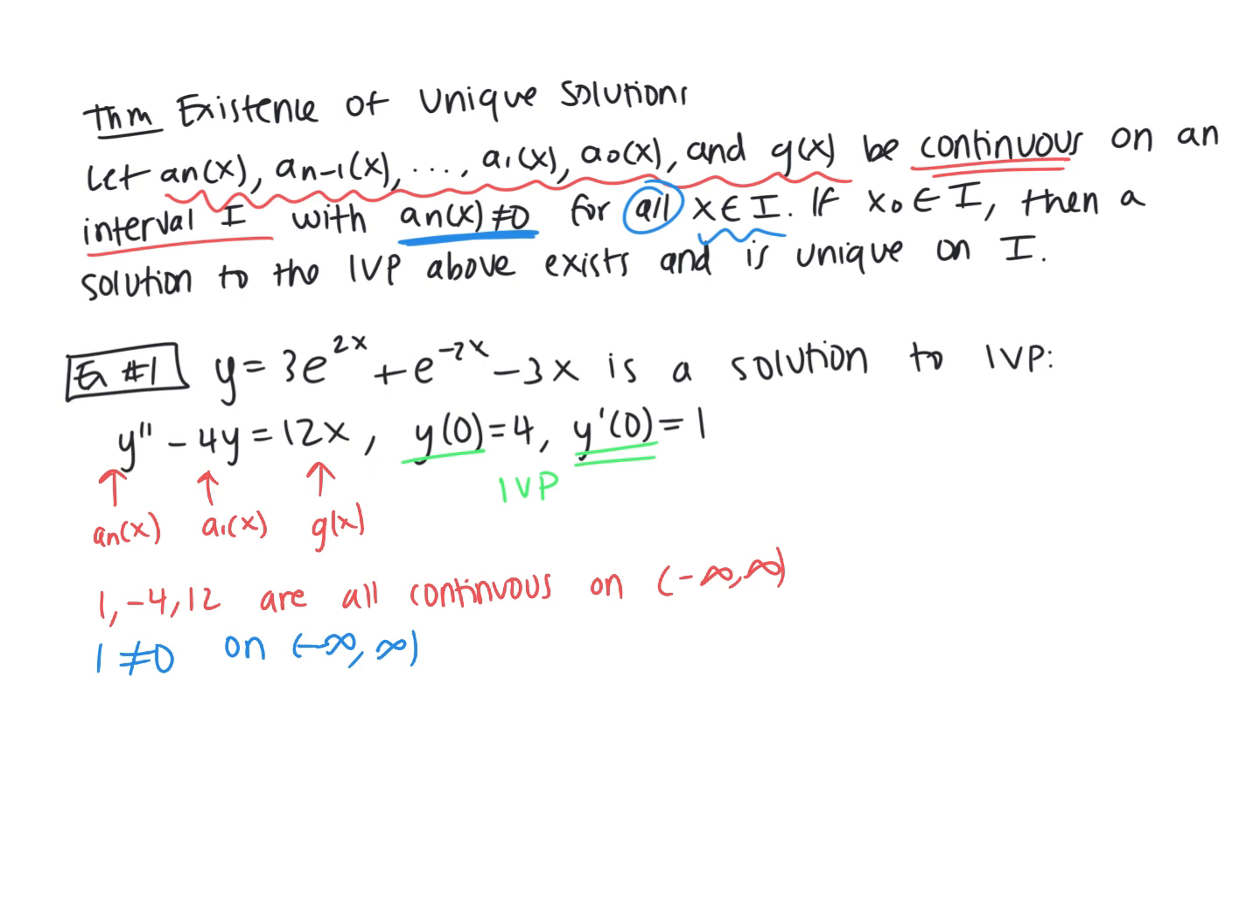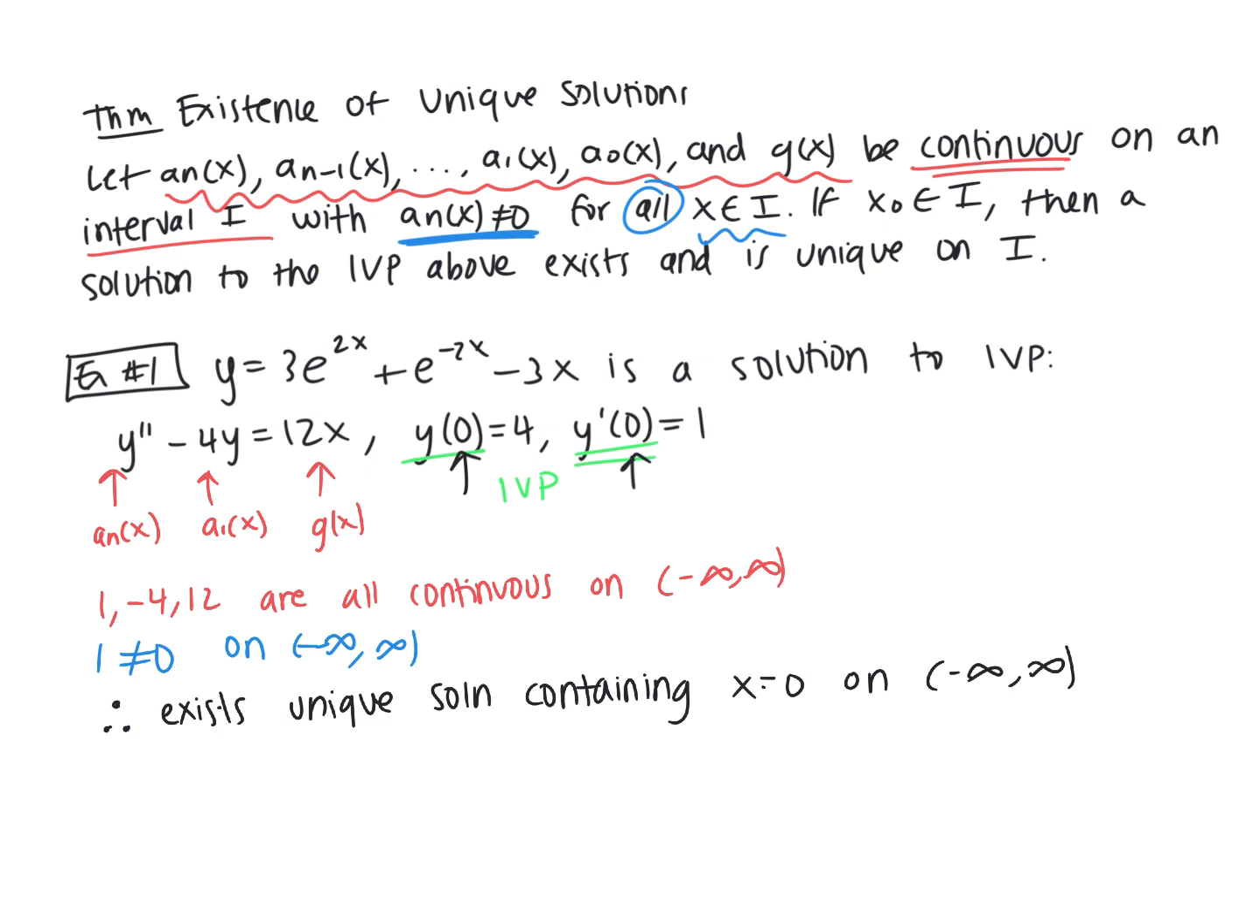So what that tells us then is there exists a unique solution containing x equals 0 on the interval negative infinity to infinity. And the 0 comes from those initial conditions. So, therefore, the solution we were given, y, is unique.